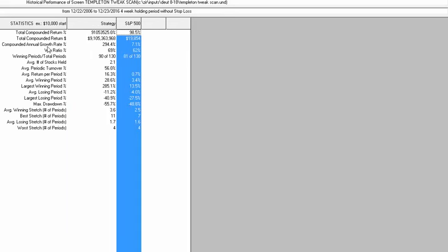Let's take a look at the numbers. Here we have the numbers are so big they don't even fit on the screen. Our compounded annual growth rate is 294.4%. That compares very favorably to a 7.1% annual return on the S&P 500. Your $10,000 initial investment has become $9,105,363,968 with a win ratio of 69%. Now that's pretty good in and of itself. So 7 out of 10 months you're making money, compared to 62% for the S&P 500.